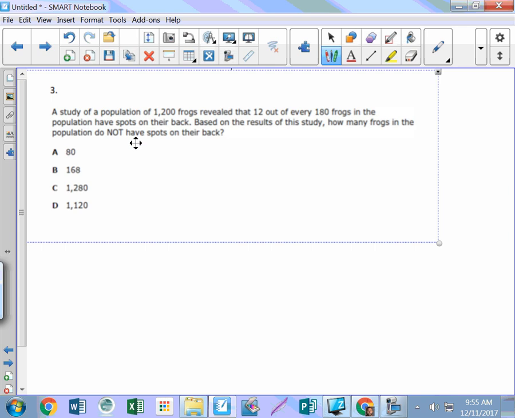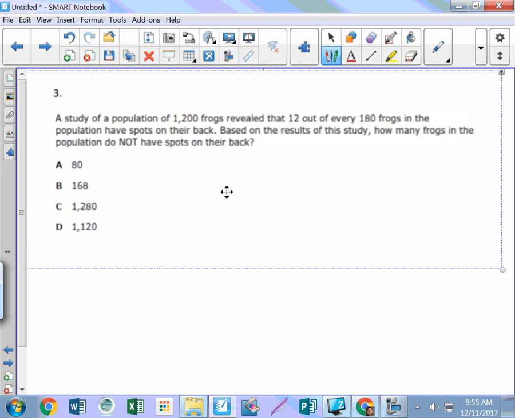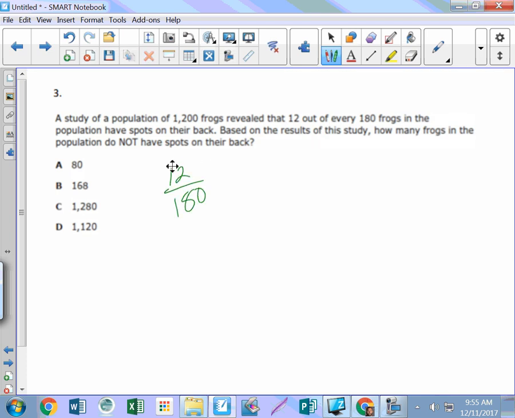Number 3. A study of a population of 1,200 frogs revealed that 12 out of every 180 frogs in the population have spots on their back. Based on the results of the study, how many frogs in the population do not have spots on their back? This is a complement. So we need to take the complement of this, which is 180 minus 12.